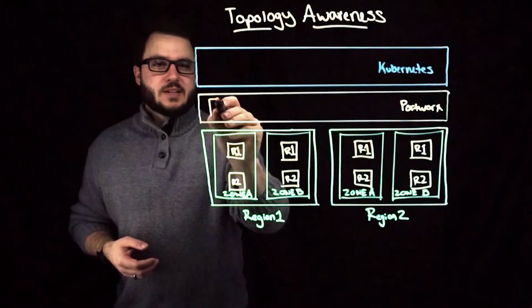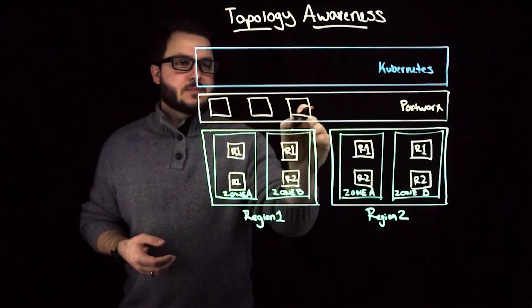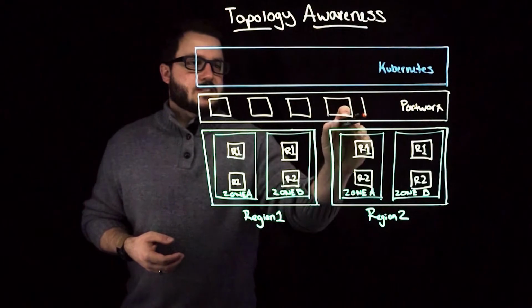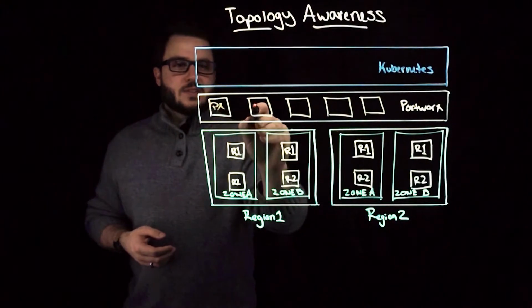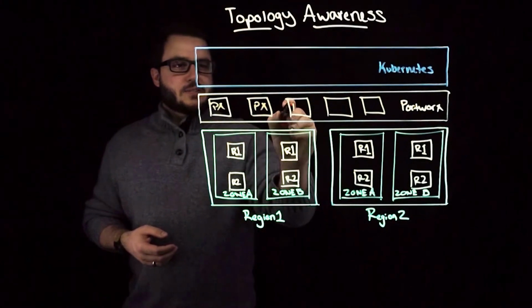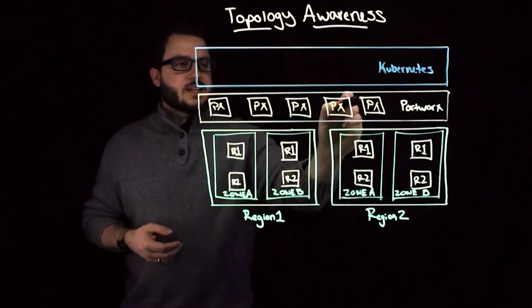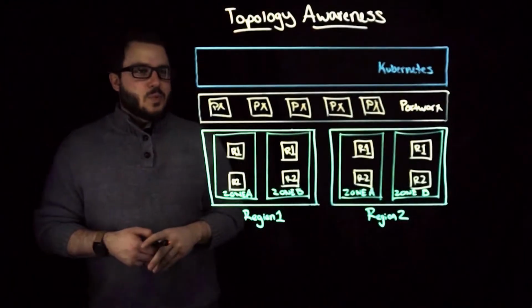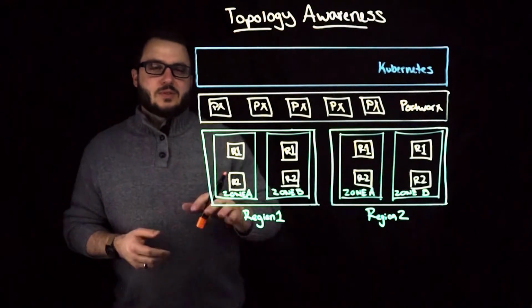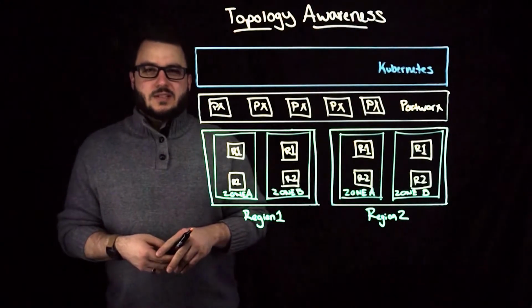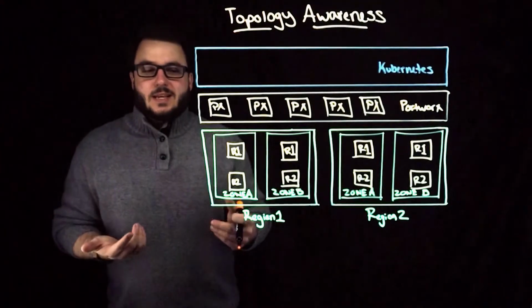Portworx is deployed as a daemon set across the servers or VMs in these regions, zones, and racks. So these PX nodes will exist on a rack within a zone within a region. Now, when Portworx is installed, you need to be able to label what these nodes are. There's ways to do this through the environment in which Portworx is running or through Kubernetes labels.